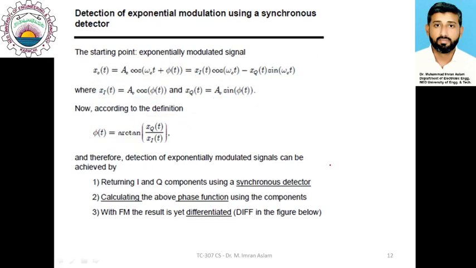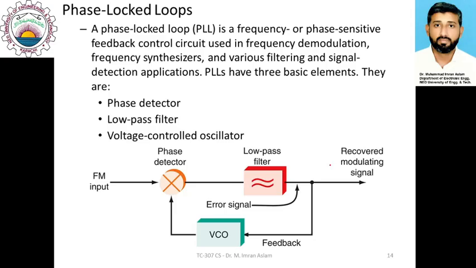So this is the third scheme that we use to detect FM and PM by using the synchronous detectors in the system. The last scheme that we use is through the phase locked loop. Actually, phase locked loop is a specialized circuit in communication systems which has many different applications. It is used for frequency demodulation as well as frequency synthesis and various filtering and signal processing applications.